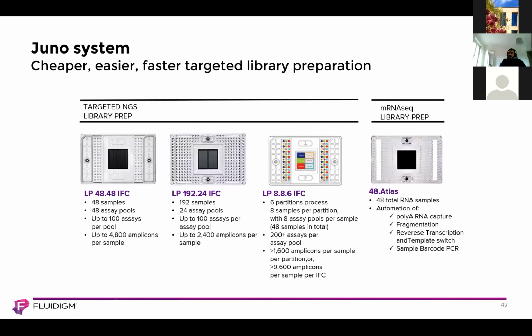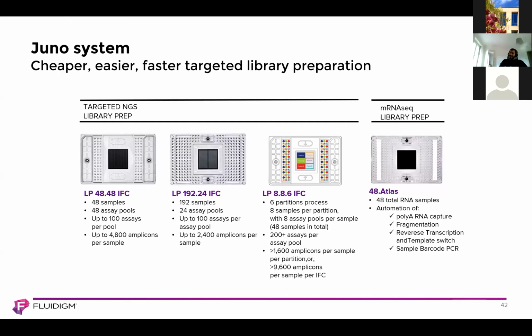And this can be done by using this wide variety of chips that we have at our disposal, which can allow you to pool either 48 samples at a time and look at more than 4,800 amplicons per sample. You can either look at 192 samples and look at up to 2,400 amplicons per sample, all at one time on one chip at any given moment.